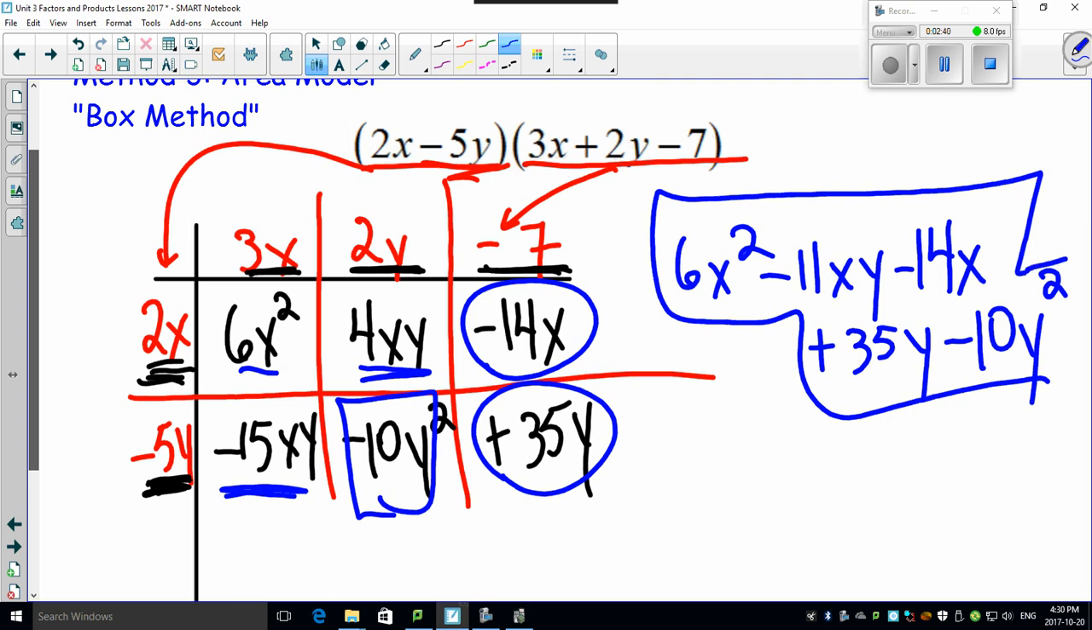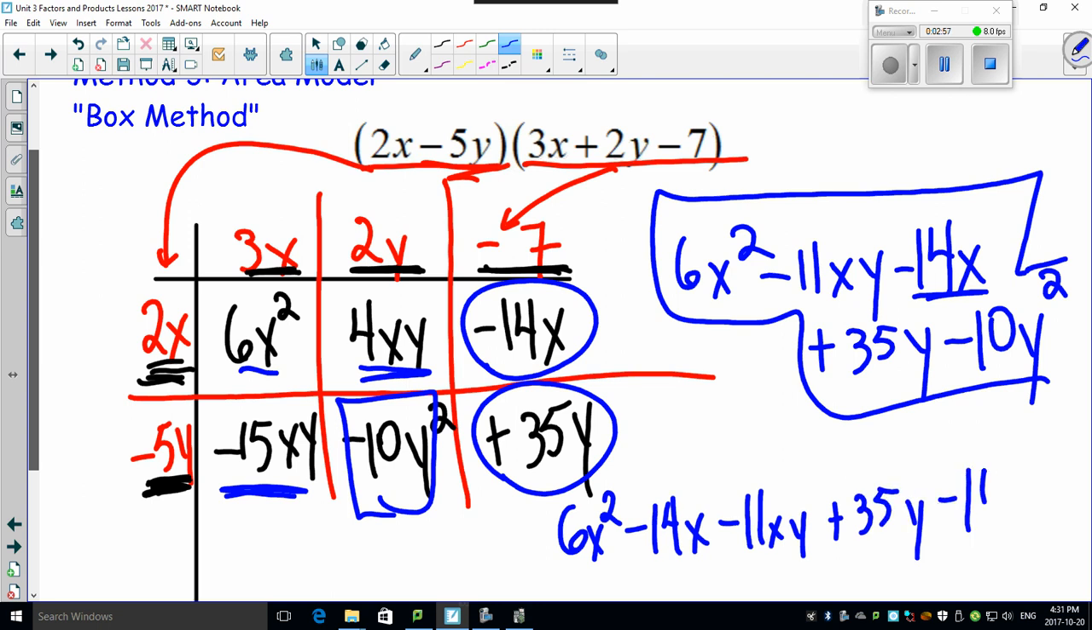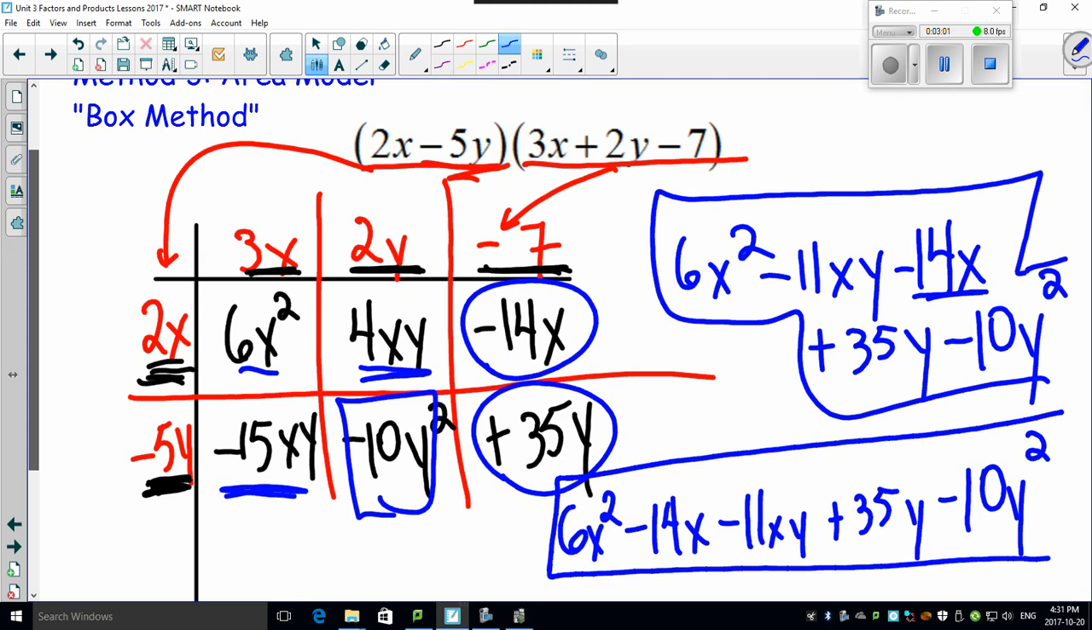Let's write it clean. 6x squared. Try to leave the x's together. Minus 14x. Now start with the xy. Minus 11xy. The next one is going to be plus 35y. And finally, minus 10y squared. That's how you do this in box method. Could you imagine what it would look like if you had to do the algebra? I kind of like the box method better.